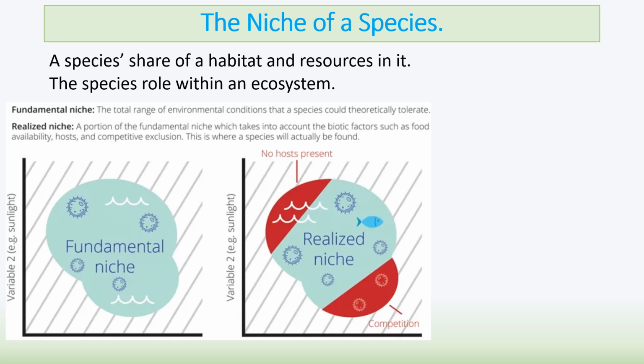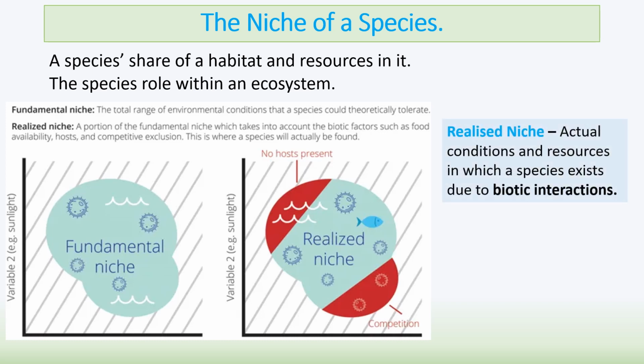Now there are different words for niches then, so there's what we call a fundamental niche and the realized niche. So the fundamental niche is basically the total range of conditions that a species can theoretically tolerate, but the realized niche is actually which portions of fundamental niche will it actually live in. So it's the actual conditions and resources in which the species exists, and that's due to biotic interactions. So it might be that we're predicting that fish can live in this entire area here, but actually the fish we're looking at may not be able to live in these red areas due to some other competition that we're not aware of.